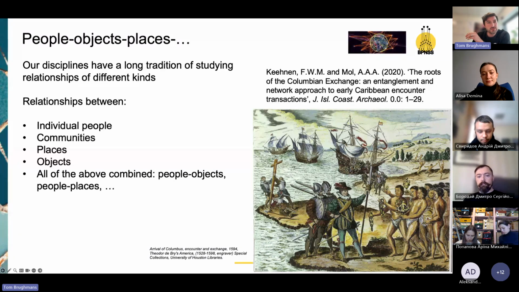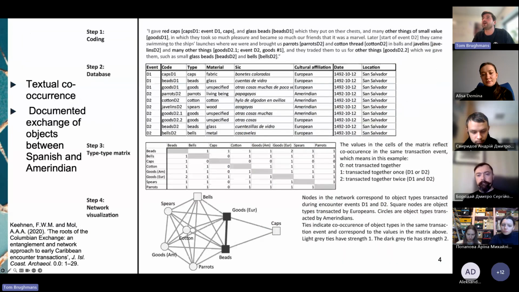But what the researchers do here is they focus on the material culture: how are particular objects, how are particular types of material culture represented in these diaries, in these textual sources, and how are they related to each other. The researchers are interested in understanding the relationships between these two different communities, the Europeans and the Amerindians, and how they get into contact, and how that's mediated through the material cultures, through the objects that they exchange. So let's have a quick look at that.